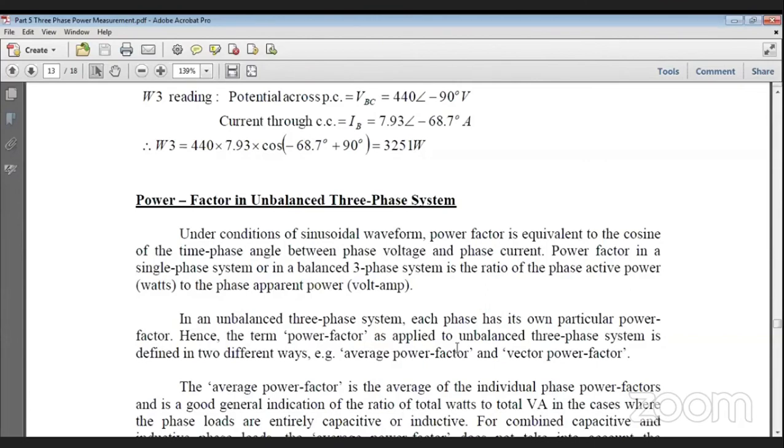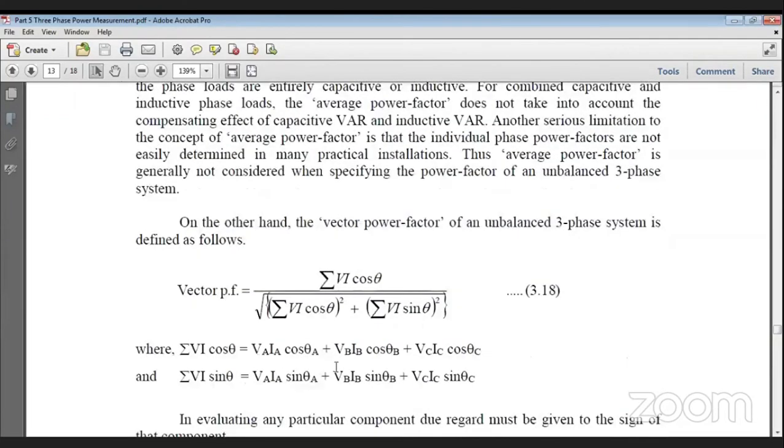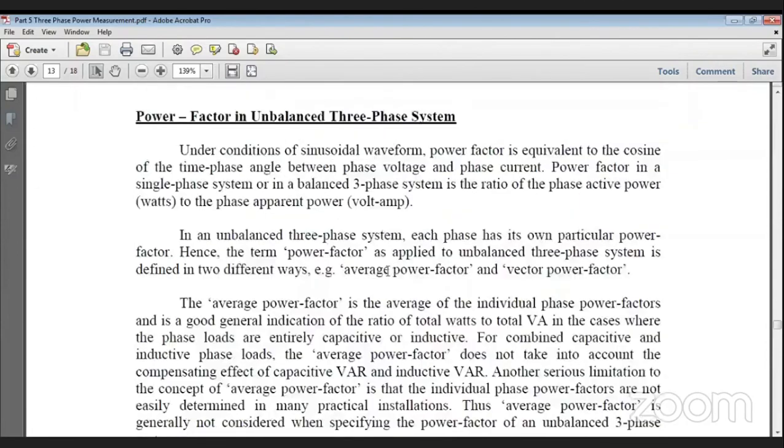So when a power company wants to know the power factor of my industry, if it is a balanced load, then no issue. It is very easy. But if it is an unbalanced load, how do they calculate power factor? There was a concept called average power factor. That means somebody said, take theta A, theta B, theta C, then take the power factor of A, power factor of B, power factor of C, then divide by 3.